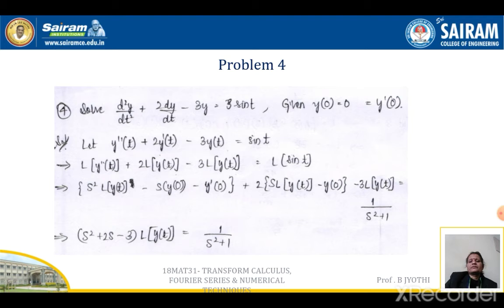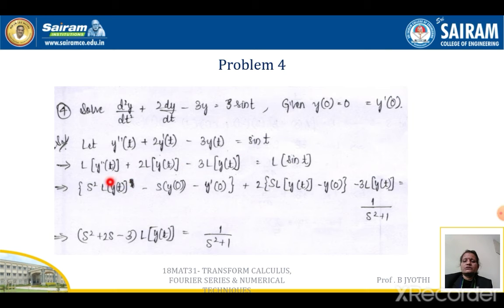Next problem. d square y by dt square plus 2 dy by dt minus 3y is equal to 3 sin t. Here also it is non-homogeneous, we can observe. The right hand side is a non-zero term. y of 0 is 0 and it is also the same as y dash 0. Both are 0.